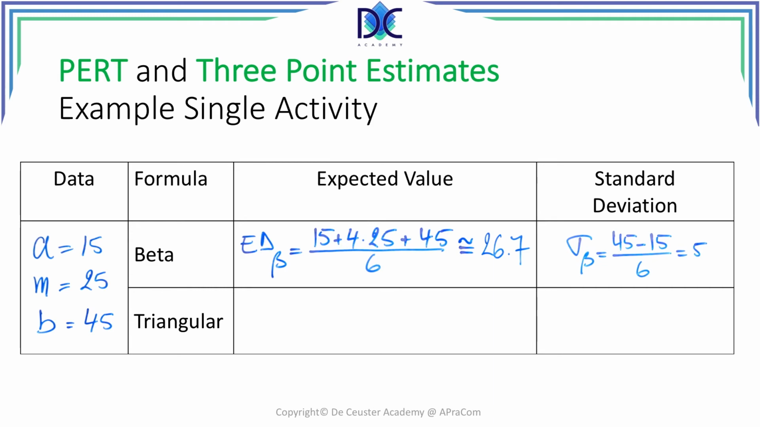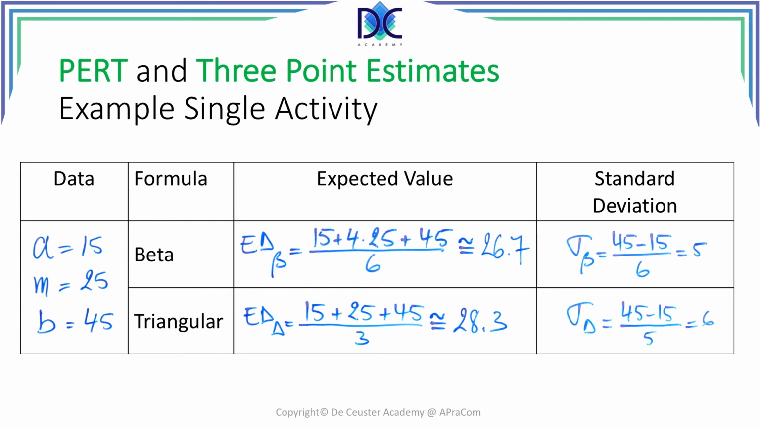Now we do the same for the triangular distribution. We calculate the average of 15, 25, and 45, which gives us an expected duration of 28.3, and the corresponding standard deviation is equal to 6.